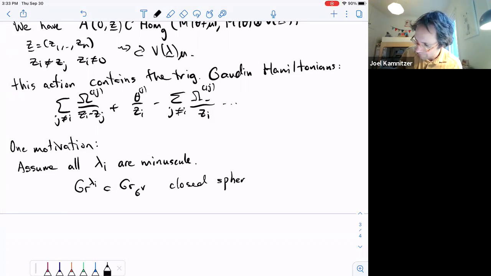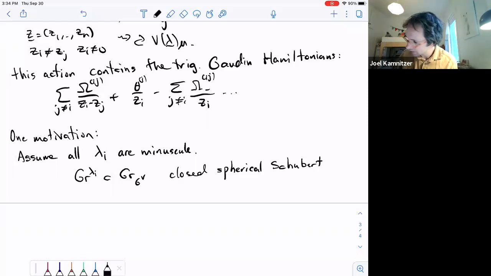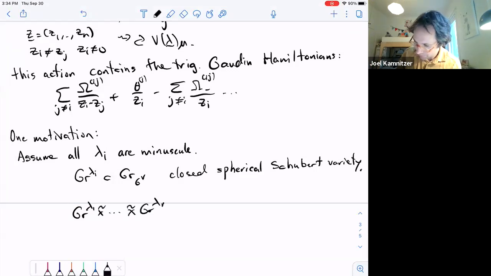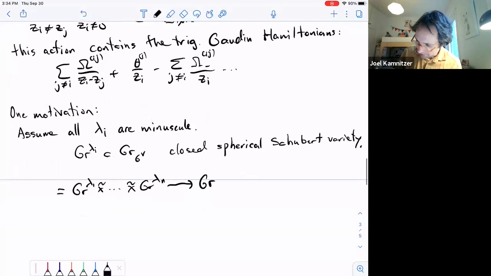It's actually isomorphic to G check mod P, for the maximal parabolic subgroup. And then we can form the convolution diagram of these, which maps to this affine Grassmannian. We call that Gr lambda underline. By the geometric Satake correspondence, this process of forming these Gr lambda i's and their convolution is related to the representations V lambda i and their tensor product.